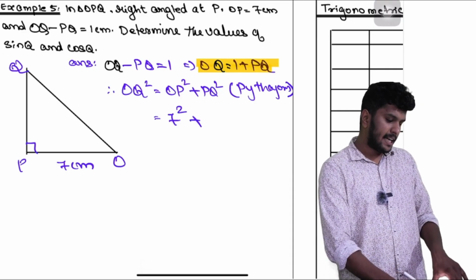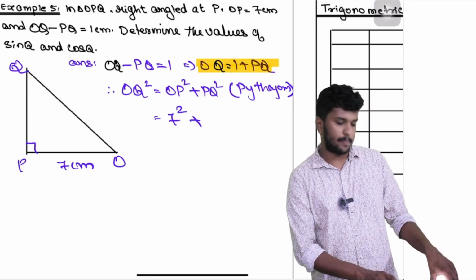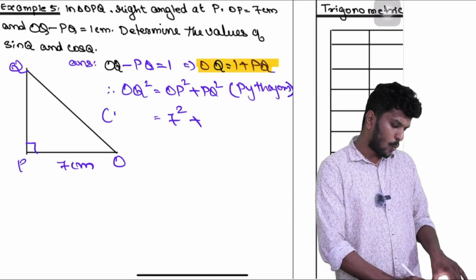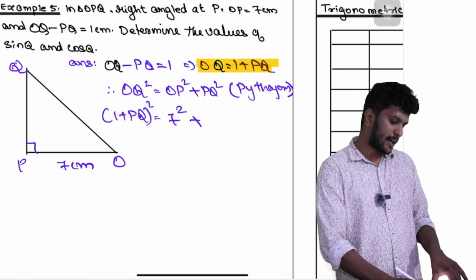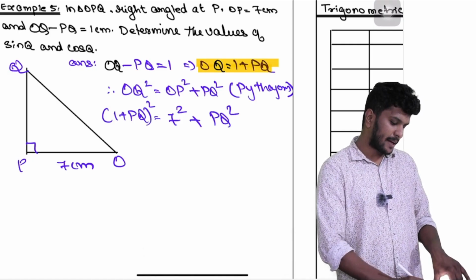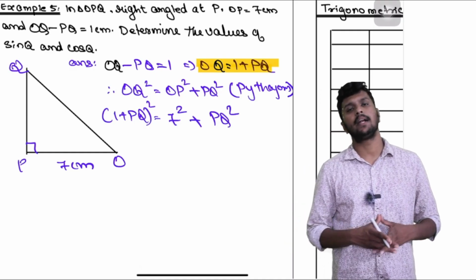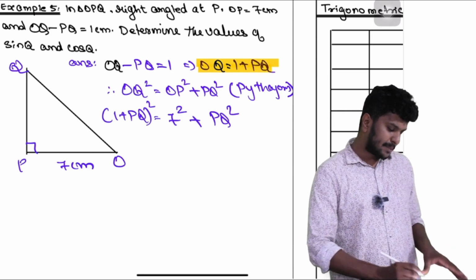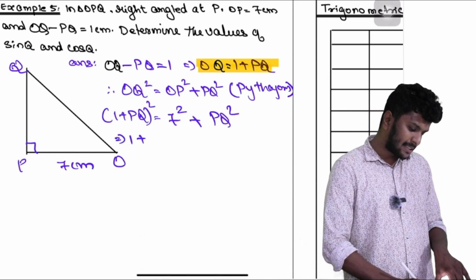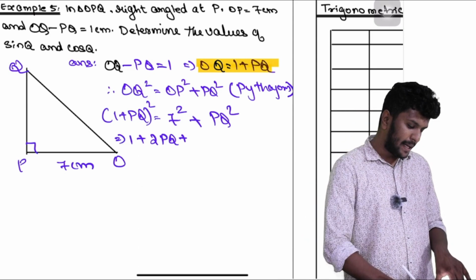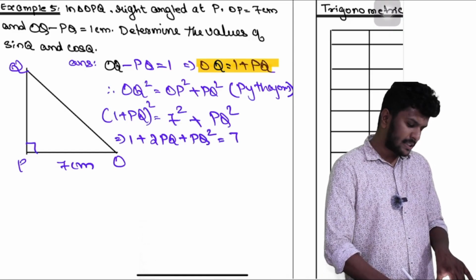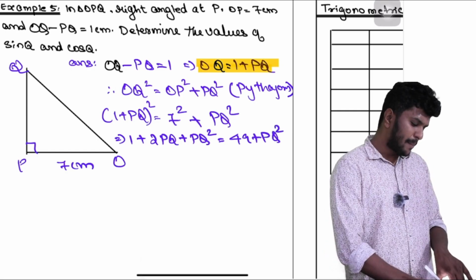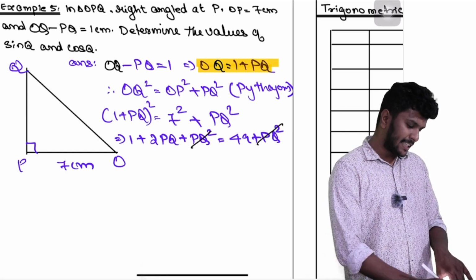Now look here, everyone. Instead of OQ you can write 1 plus PQ. So OQ square you can rewrite as what? 1 plus PQ the whole square equal to 7 square plus PQ square. So 1 plus PQ the whole square you can expand using which identity? A plus B the whole square, right? A plus B the whole square means A square plus 2AB plus B square. That is equal to 7 square, which is 49, plus PQ square. From LHS and RHS, PQ square gets cancelled.